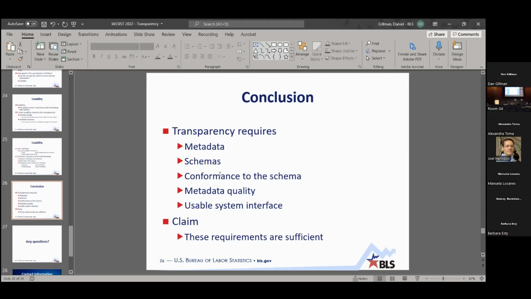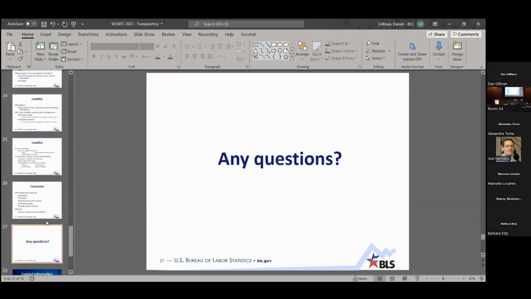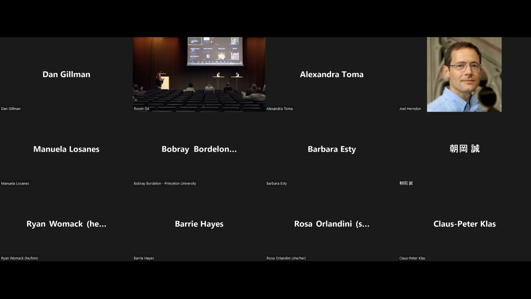So in conclusion, transparency requires documentation, as we saw, which in the formal case is metadata, which requires schemas. We need conformance to the schema. This part of what I've talked about is all in the report, but the additional work that I've done shows that metadata quality and a usable system interface are required as well. And my final statement is that these are sufficient conditions as well. So I don't know whether there's any time for questions, but that's what I have. Thank you.